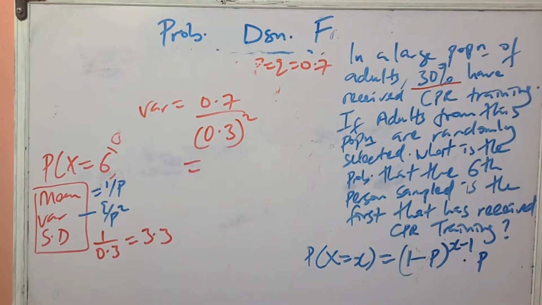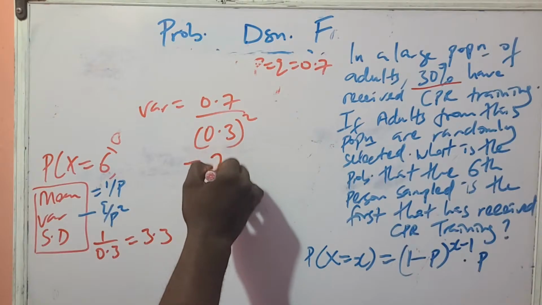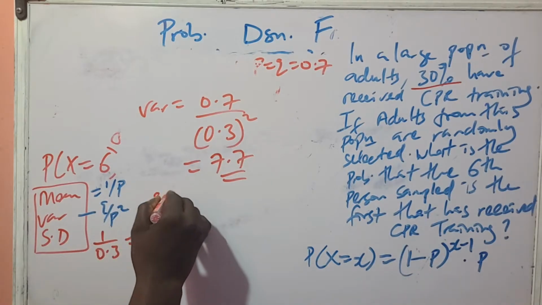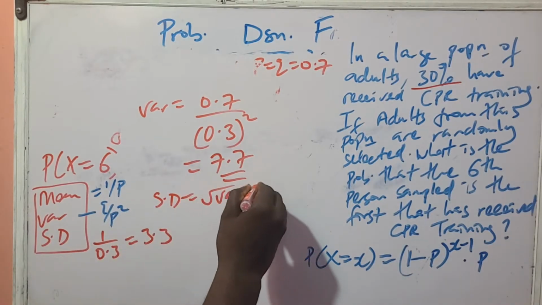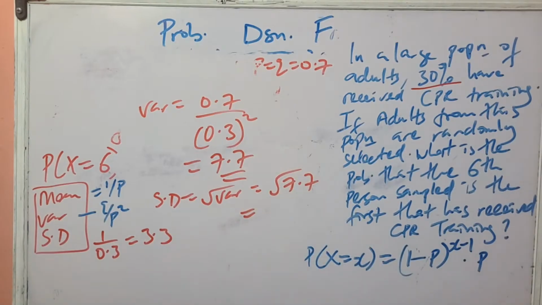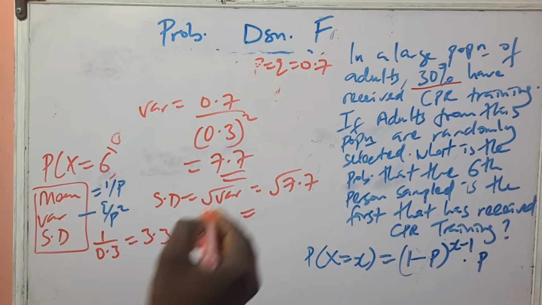q, which is 0.7, over p square, that will be 0.3 square. So if you have that, you'll be having it as 7.7, am I right? And the standard deviation will obviously be the square root of variance. That'll be the square root of 7.7. You get an answer of 2.79 or thereabout.